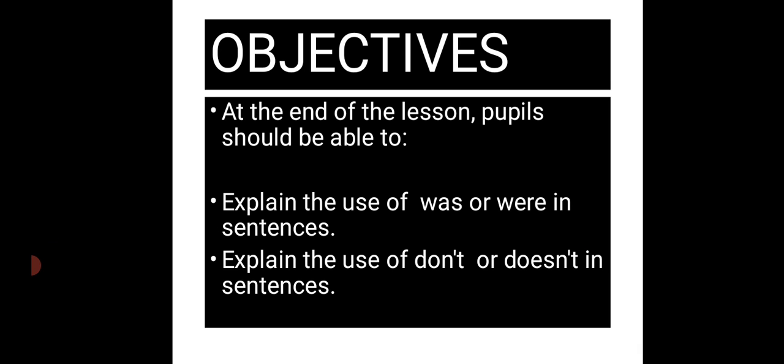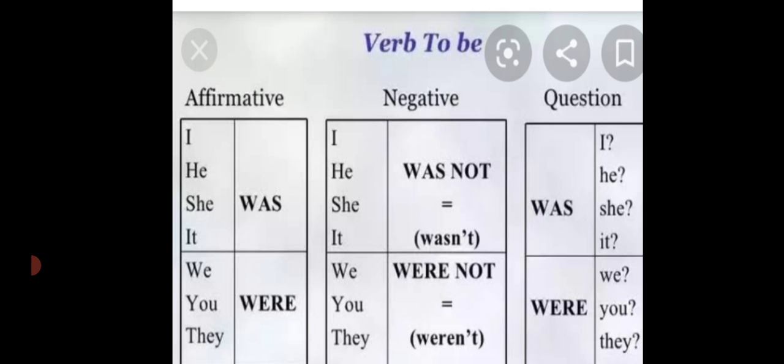Okay, so at the end of this lesson, you should be able to explain the use of was or were in sentences and explain the use of don't or doesn't in sentences. Now, note, was is a singular auxiliary verb, while were is a plural auxiliary verb, and was is usually used with singular nouns or pronouns. Okay, so you say I was at the market, he was there, she was there, it was there. Okay, we were there, you were there, they were there.